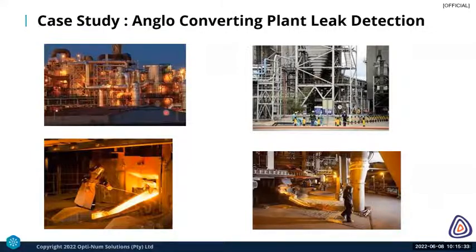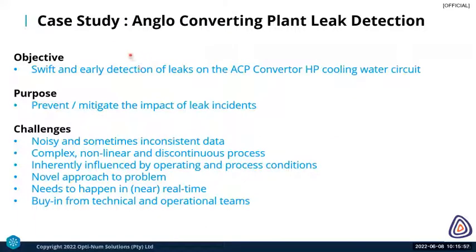So our intent for this work was to use a data-driven approach to perform the leak detection. We've built a machine learning model that predicts the water concentration in the off gas, and this provides us with an indication of whether a leak is occurring or not. In terms of the case study, the objective was to enable the early detection of leaks on the ACP HP cooling water circuit. The purpose was to prevent and mitigate the impact of leak incidents.